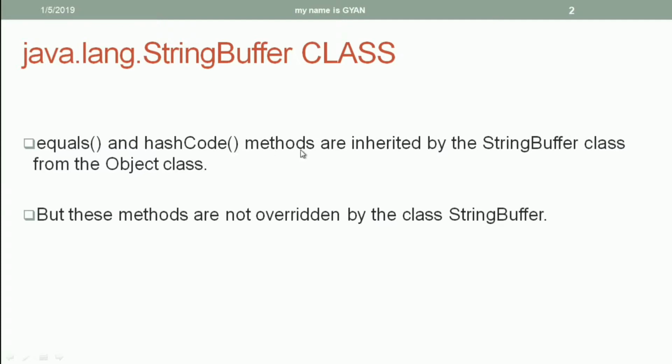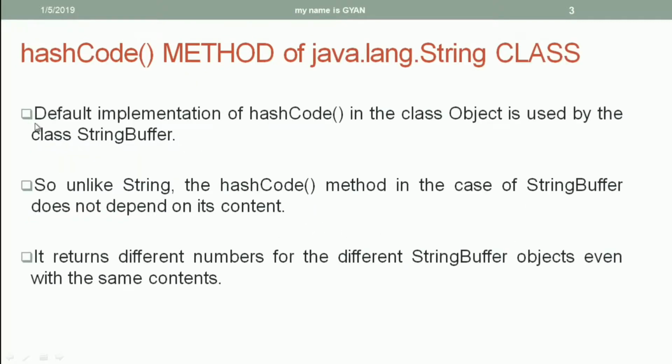Equals and hashCode methods are inherited by the StringBuffer class from the class Object, but these methods are never overridden by the class StringBuffer. The default implementation of hashCode in the class Object is used by the class StringBuffer. So unlike the class String, the hashCode method in the case of StringBuffer does not depend on its content. It returns different numbers for different StringBuffer objects, even with the same contents.